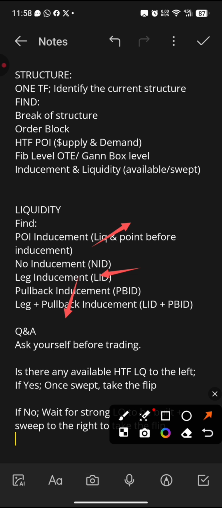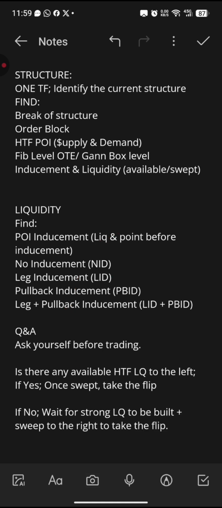These are some of the questions I ask myself before I take a trade. Is there any available liquidity on a higher time frame that is left to be swept? If there is, then I wait for it to sweep. If there is not, then I also wait. Trading is all about waiting. So I wait for liquidity to be created. After the liquidity is created, I wait for a sweep, and then I get myself involved in the market.